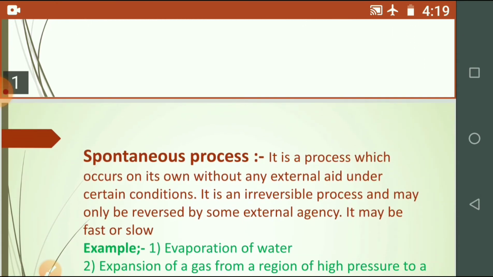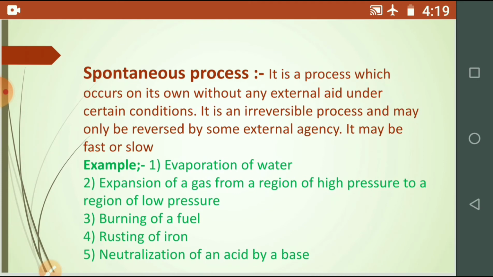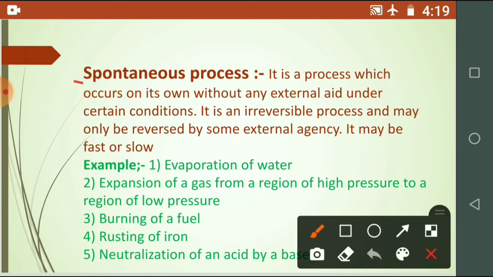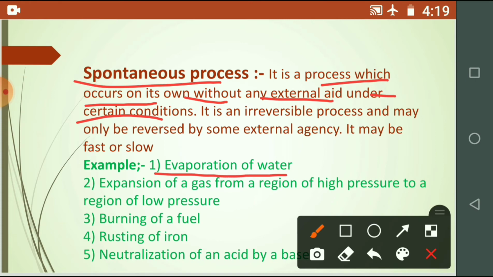So we said spontaneous process. What is this spontaneous process? A spontaneous process is a process which occurs on its own without any external aid under certain conditions. See, without any external help, if the process occurs, then it is called a spontaneous process. If we take water in an open container, water evaporates. We are not supplying any aid for that. On its own, this process occurs, so it is a spontaneous process.